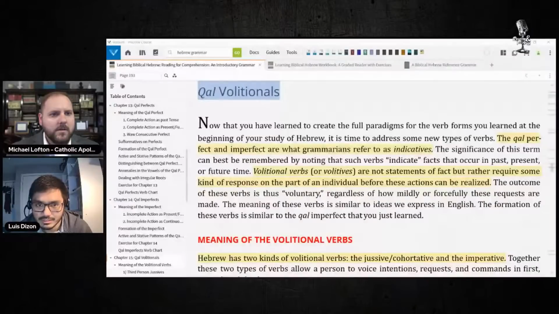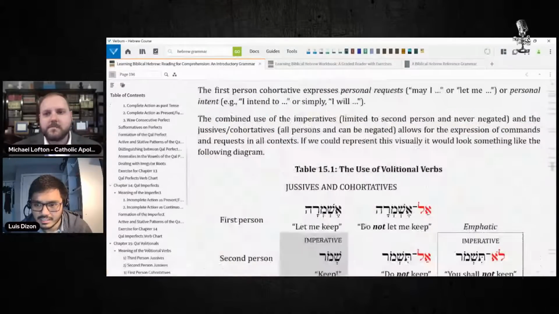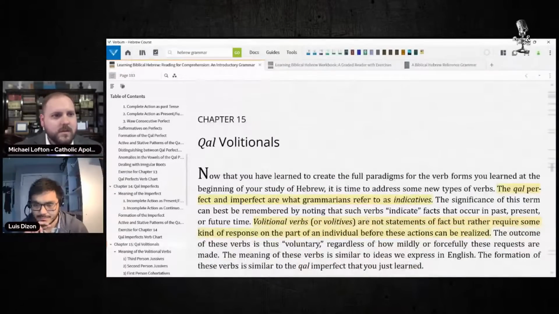You want me to share screen there? Yeah, you can turn it back on really quickly. So this is just a sneak peek of what we're going to cover. Okay, good deal.